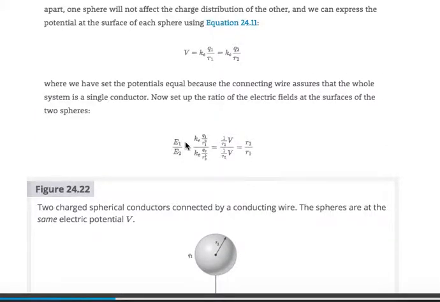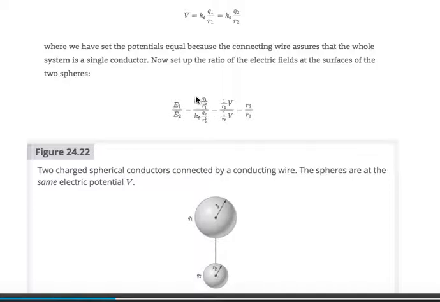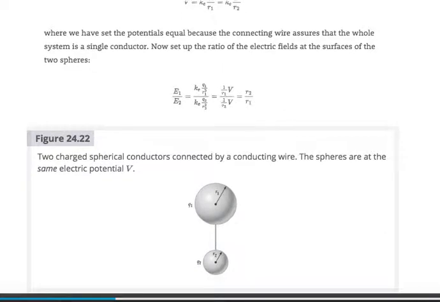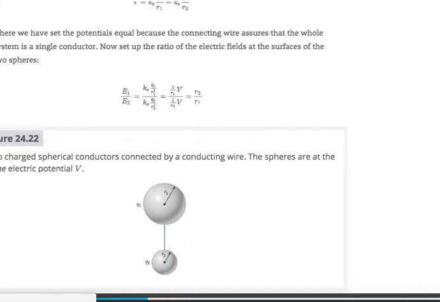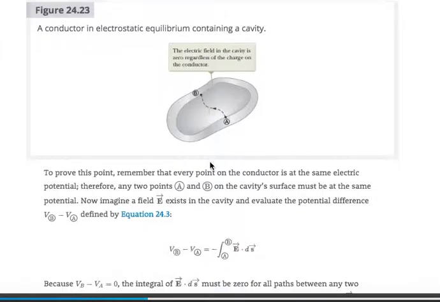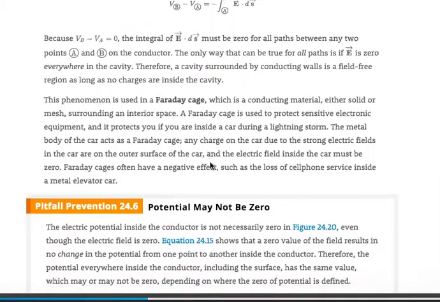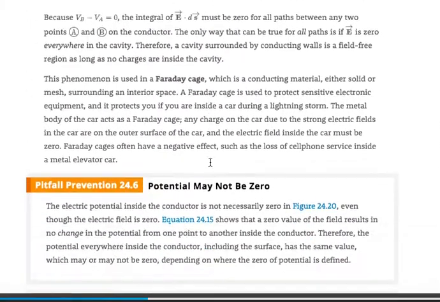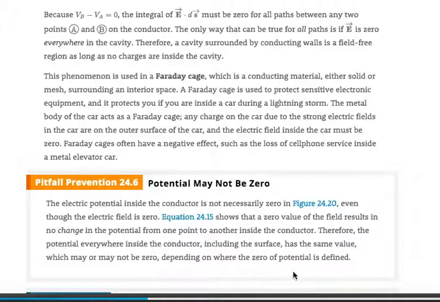Let's see. Oh, there it is. E1 to E2, when you work it all out, comes out to R2 over R1. So that's an inverse relationship between the radius and the electric field if 2 spheres have the same potential, or if 2 conductors have the same potential. All right, so this is talking about electric field and electric potential. Again, that's what I just said about the potential may not be 0.